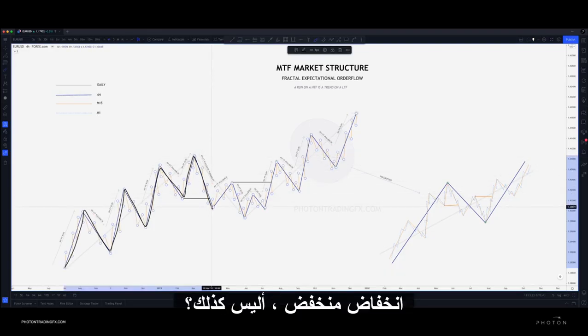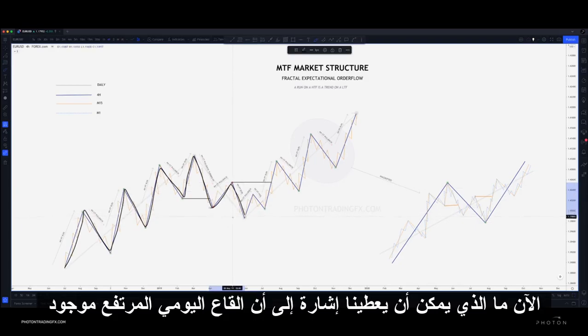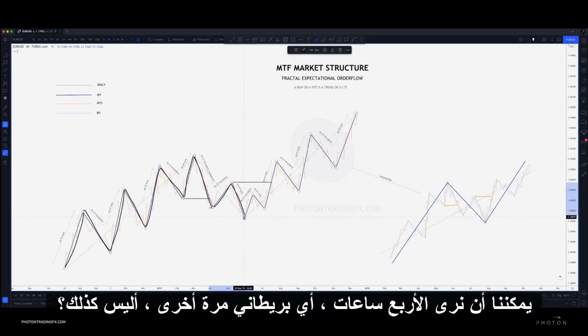Now, what can give us an indication that the daily is about to switch bearish? We get a lower low, right? The 4 hour switches bearish, we then get a lower high, and then we get a lower low. Now, what can give us an indication that the daily higher low is in place? We can see the 4 hour switch bullish again, right?